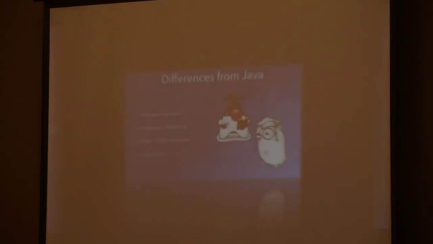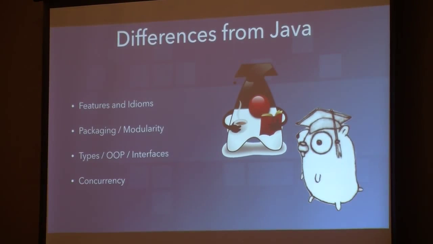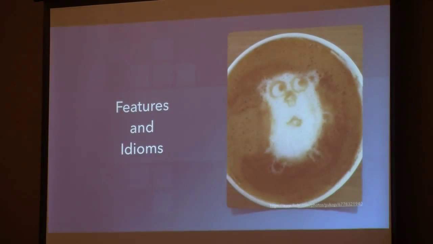Differences from Java: 4 buckets. The first bucket's just a bunch of stuff that wouldn't fit, didn't really have a theme associated with it. Then talk about packaging and modularity a little bit, talk about OO a little bit, talk about concurrency a little bit. Okay, so features and idioms.